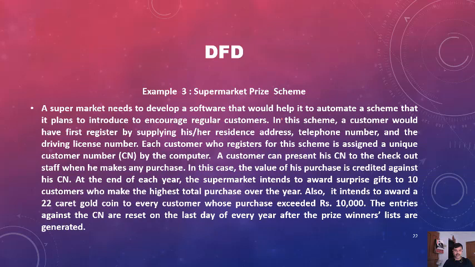The entries against the customer number are raised on the last day of every year after the prize winners list is generated. So here there are two types of prizes: one is a 22 carat gold coin, another is a surprise gift. The surprise gift calculation and the 22 carat gold coin calculation should be done in different processes.